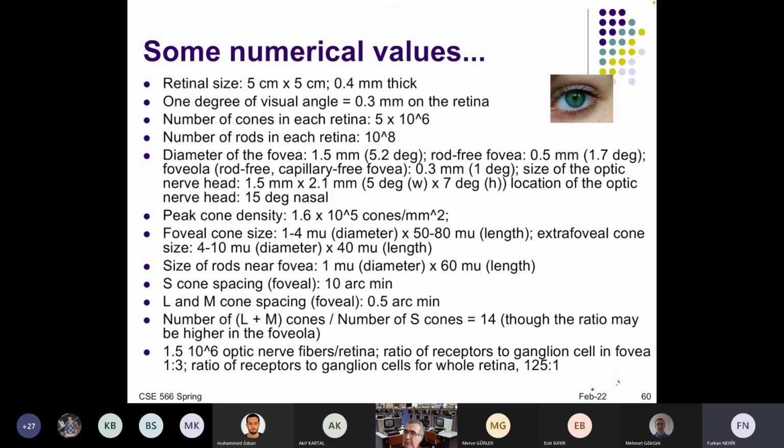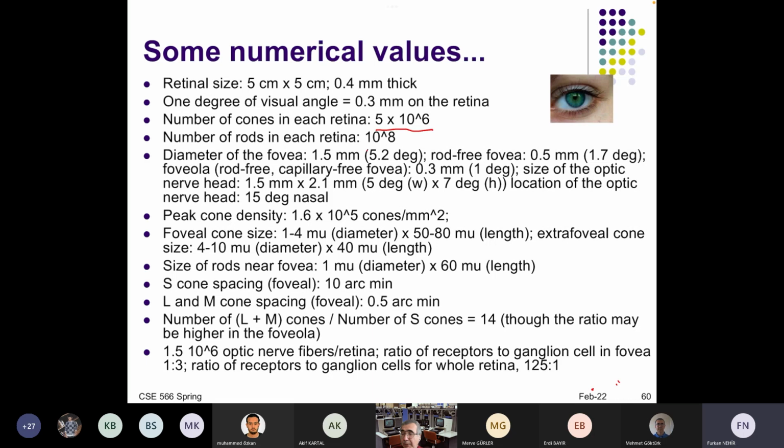This is also some encyclopedic information. Again, you are not responsible for these numbers, but these are interesting numbers, so I am putting them here. One important thing is the number of cones in each retina is 5 million. So each eye is 5 megapixel. Actually, no, because those pixels are concentrated on the center. It is much better than 5 megapixel.